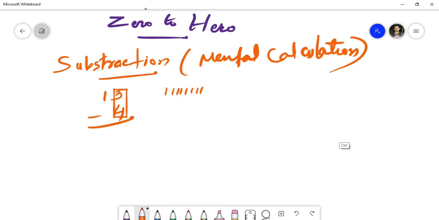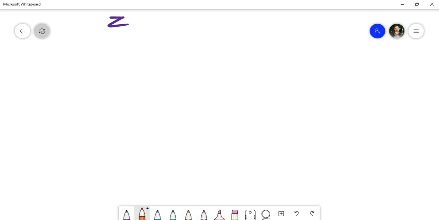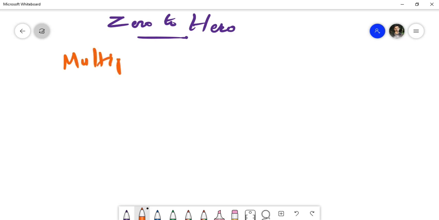Let's see the multiplication. As I said, it's very interesting, plus you're going to love this. Let's take multiplication.